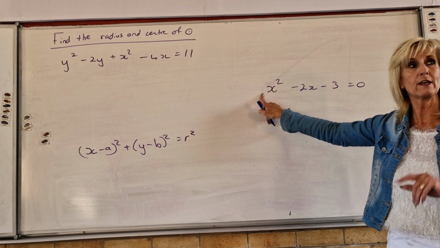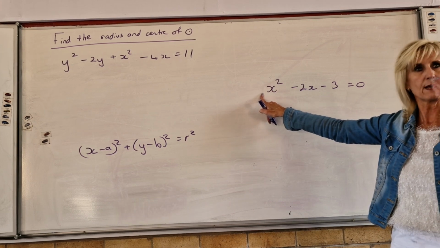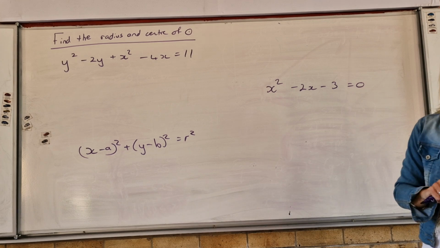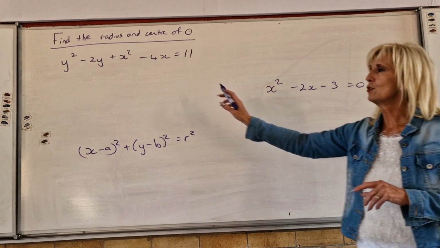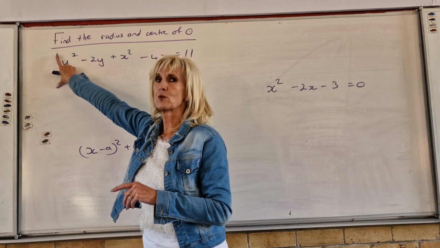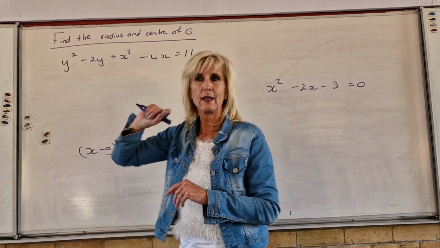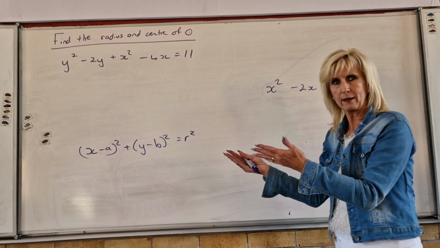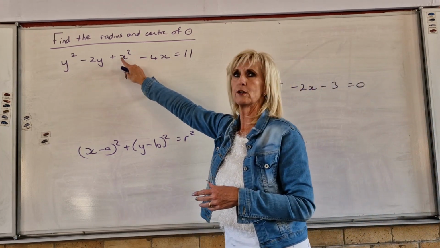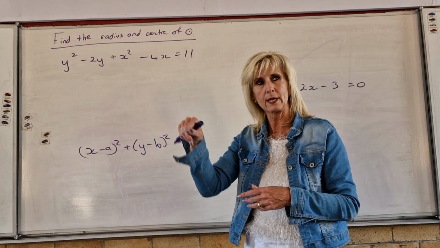That must be a 1, and if it's not, you must make it a 1 by taking out a common 1, or if it's an equation, by dividing. Good news, usually with these sums, it's a 1, and the y squared is also a 1. If it's not, you must apply it. Every sum is different. So if it was, for instance, a 2, you had to divide the whole thing by 2 to make it a 1.